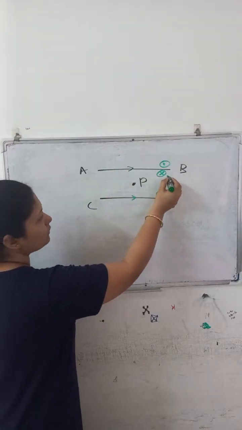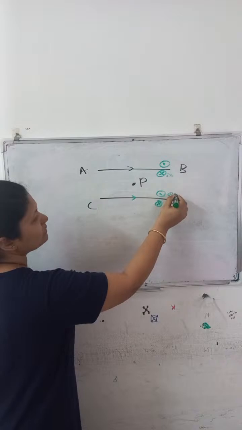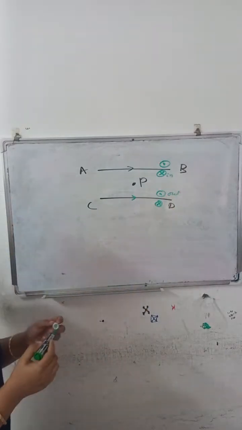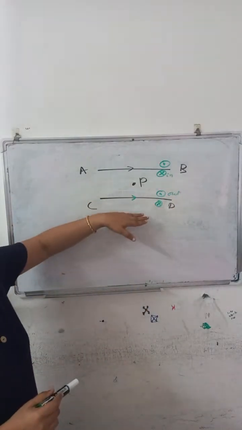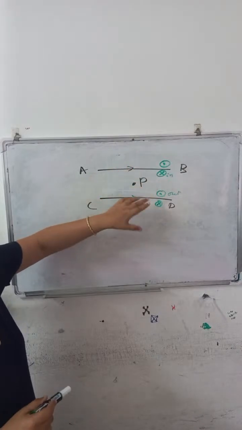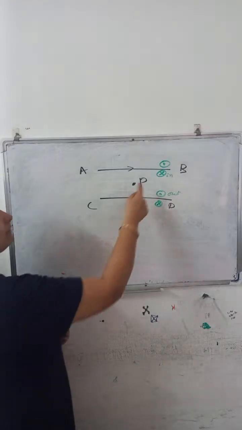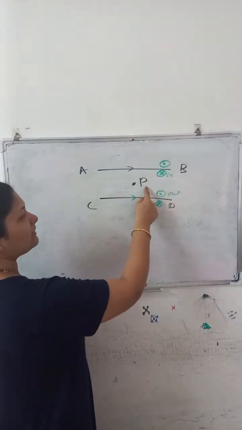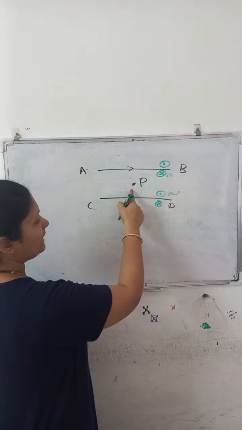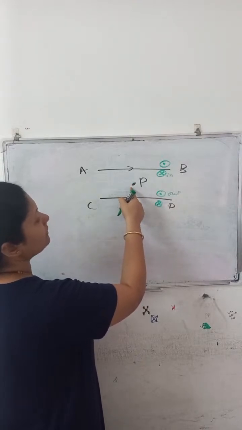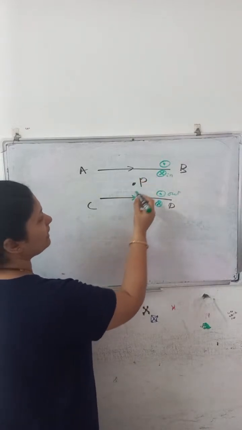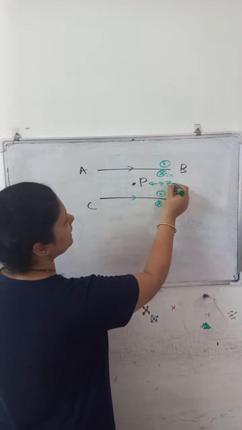So this one is going in, and another is coming out. Then the same amount of current is flowing in both, and they are equally spaced. Why? Because they are saying P is at the midway. So here one is acting inward and another is acting outward. So the magnetic field at point P is nothing but, here you will get 0.